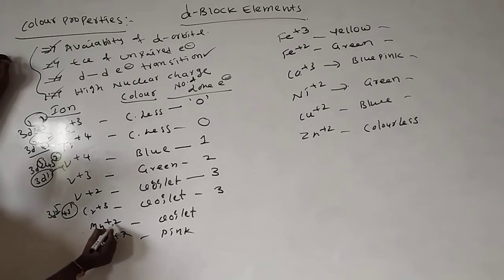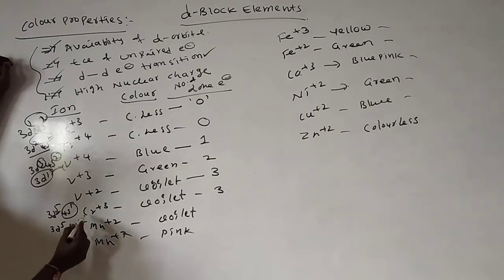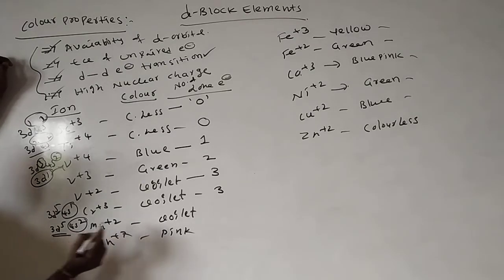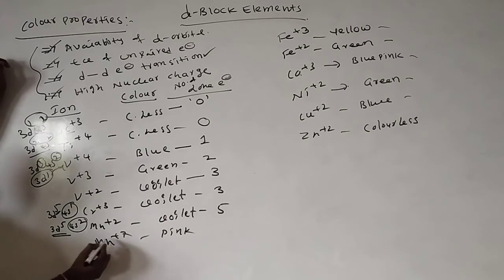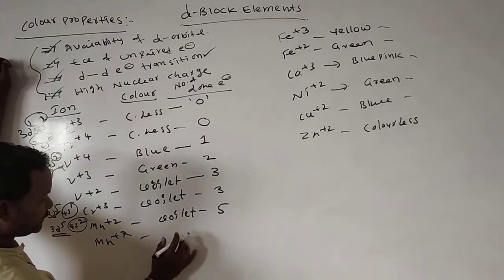See, manganese plus 2. Mn 3d5, 4s2. Remove 2. 5 electrons are present, 5 lone electrons are present. Exhibit violet color. Mn plus 7. It also exhibits, as in KMnO4, sorry, it is colorless.